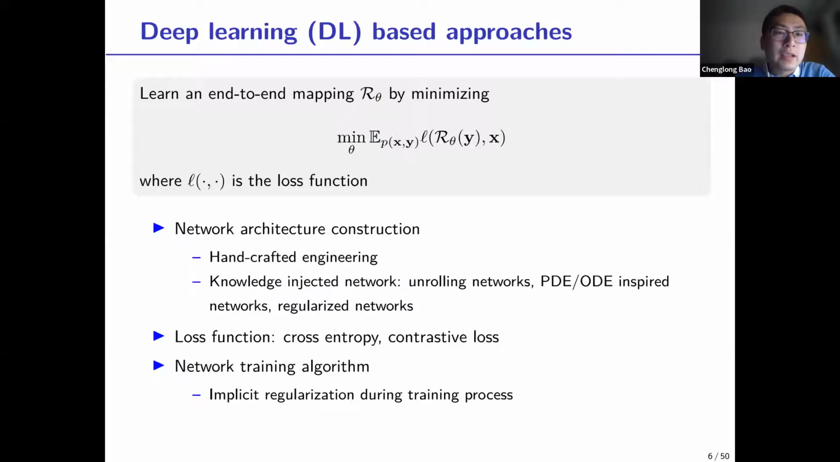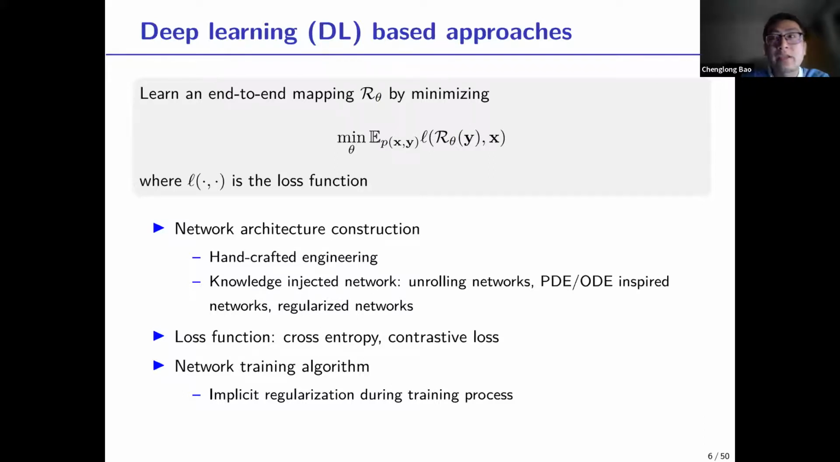In the deep learning method, we construct the networks and minimize this loss function, and we hope we can directly find an end-to-end mapping that maps a noisy image into a clean image. And the deep learning method consists of three components. One is the network architecture.